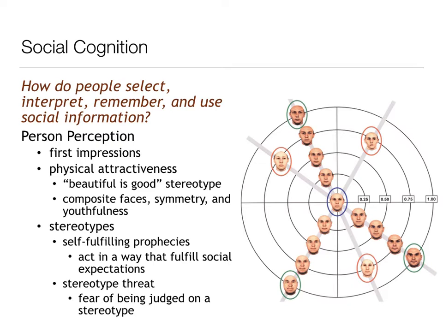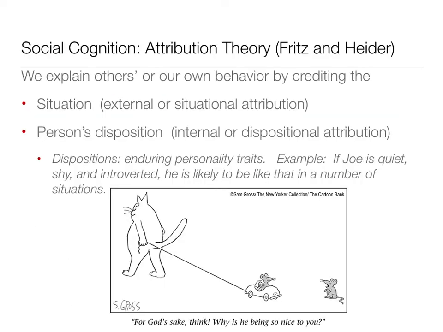Now, when you look at those same two racial and ethnic groups and you tell them this is not a test, there's no difference in performance. So again, this shows us that these stereotypes can actually cause us to perform in ways that match them through these self-fulfilling prophecies and stereotype threat. Another thing we're going to talk about in social cognition is attribution theory. Attribution theory is how we explain our own or others' behavior and how we credit that behavior.